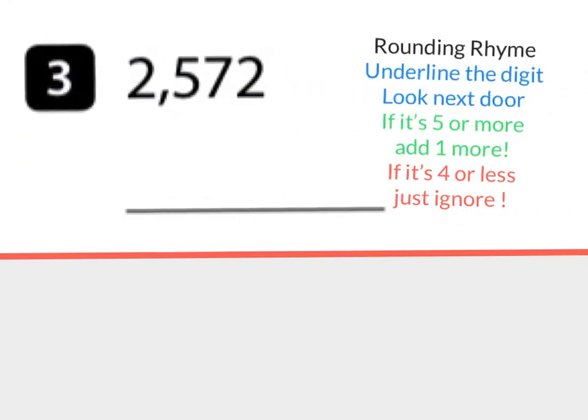Alright, 2,572 rounded to the nearest tens place. Underline your tens place. Circle the digit to the right. The circle digit's the boss, and the circle digit is 4 or less, so we just ignore. So the 7 stays the same, and the circle digit turns to a 0. All the digits to the left of the underlined digit stay the same. 2,572 rounded to the nearest tens place is 2,570.